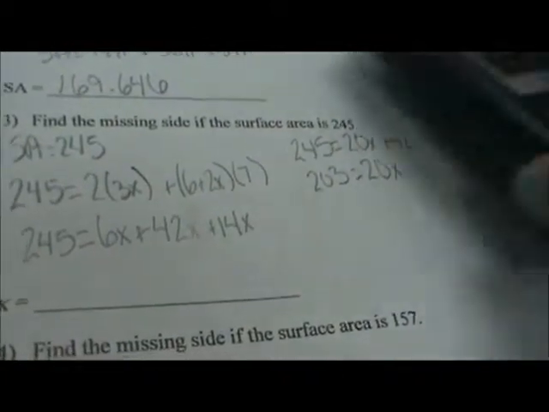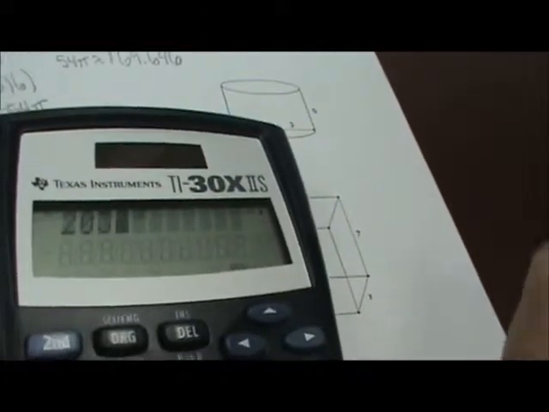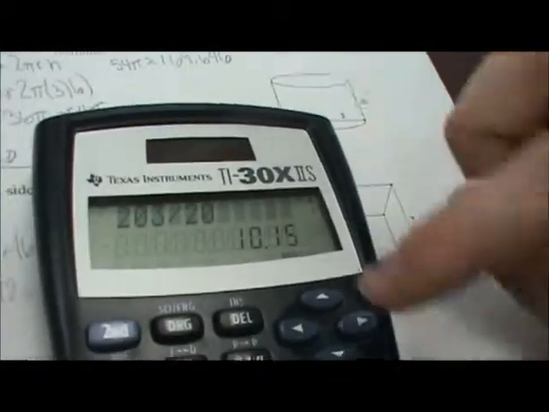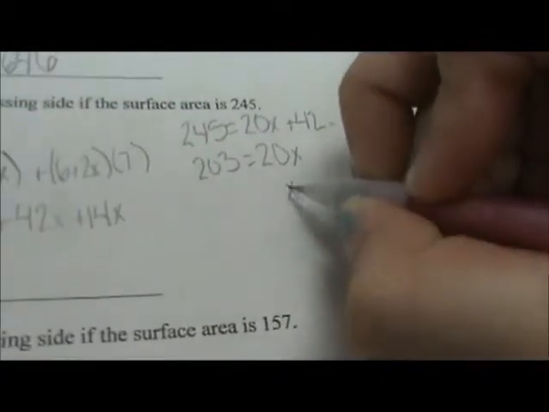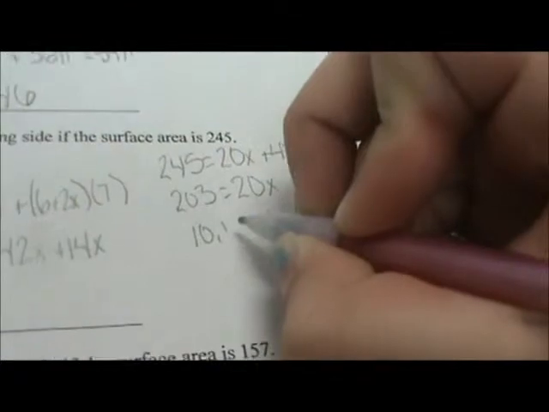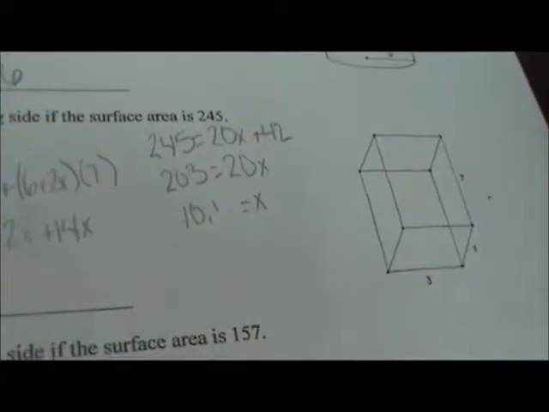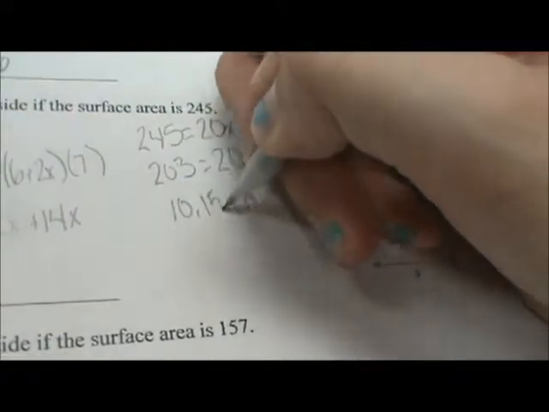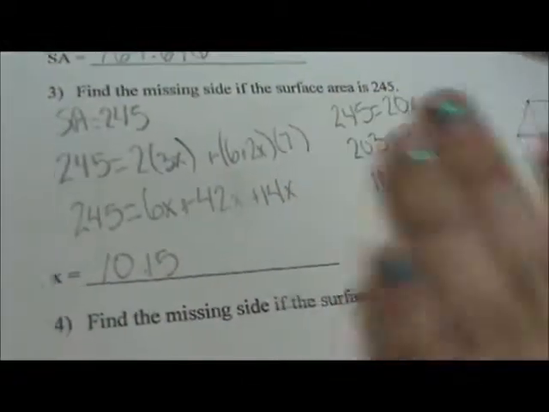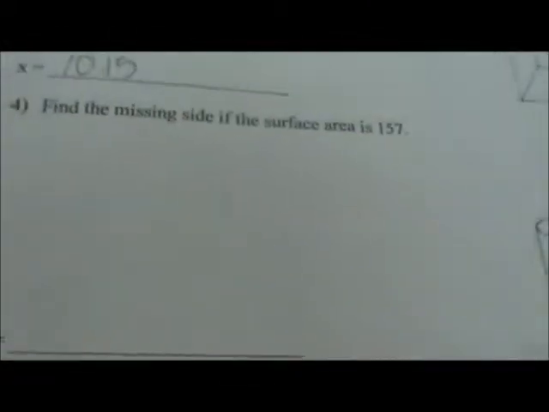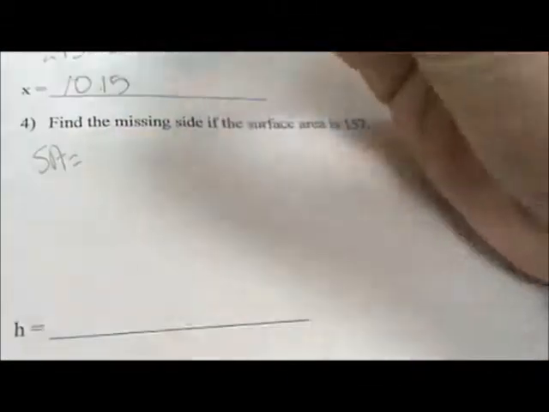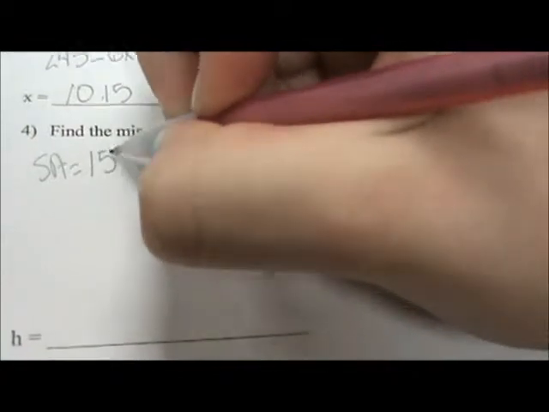And then when you take 203 divided by 20, you'll get 10.15. So x is then equal to 10.15. So your answer is then 10.15. Well, then moving on to problem 4, you have to find the missing side length given the surface area of a cylinder, which is 157.